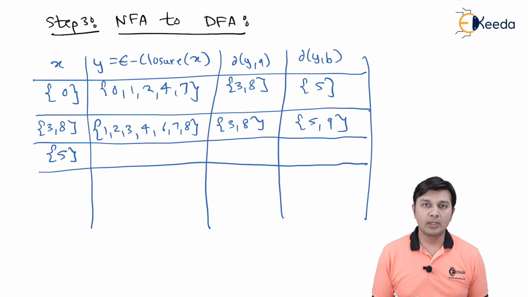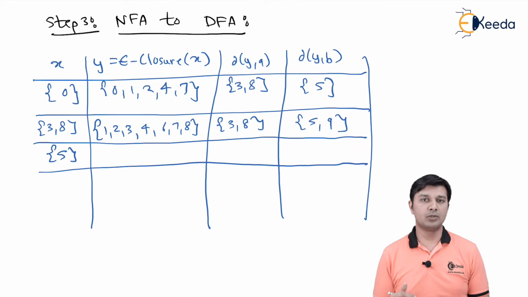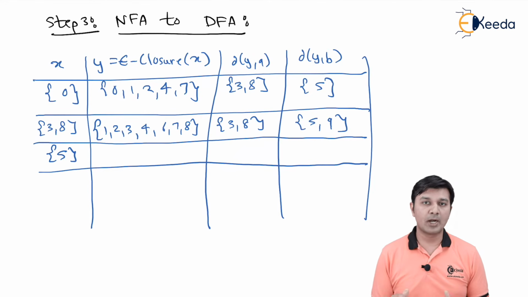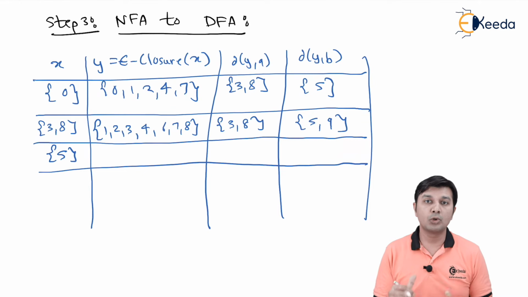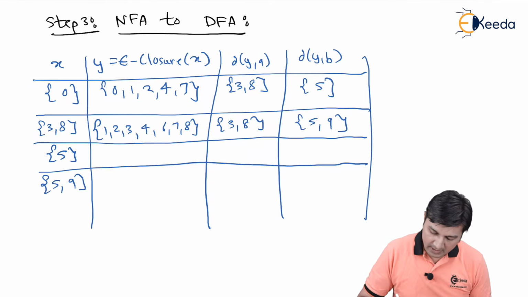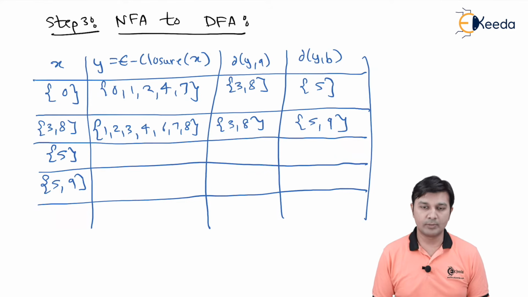Now, what to include in the rows? We know that Y on A and Y on B have to be included in the rows. But if you observe closely, 3, 8, that is Y on A, is already included as a part of the rows. So we are not going to re-include it. Whereas 5, 9 was not a part. So write 5, 9 as an additional row in the table. Now go ahead and repeat the procedure.